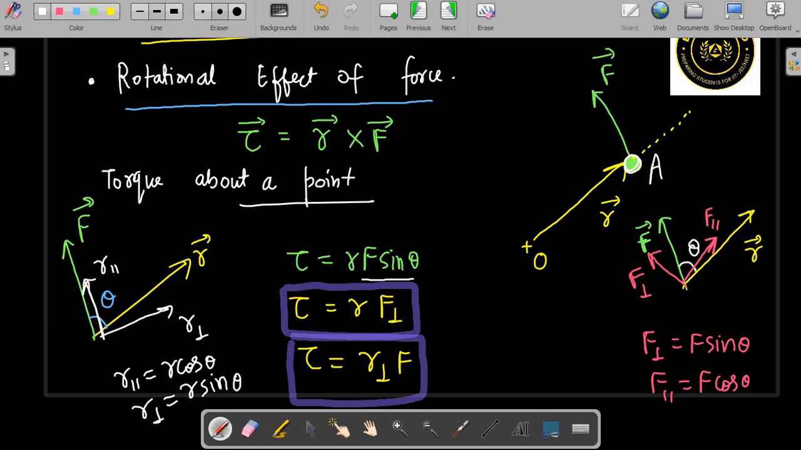And of course the direction of torque will be given by the right hand thumb rule. All of you know that right hand thumb rule. Okay, so this is what torque is. Now we can see some examples on this, how to do the calculations.